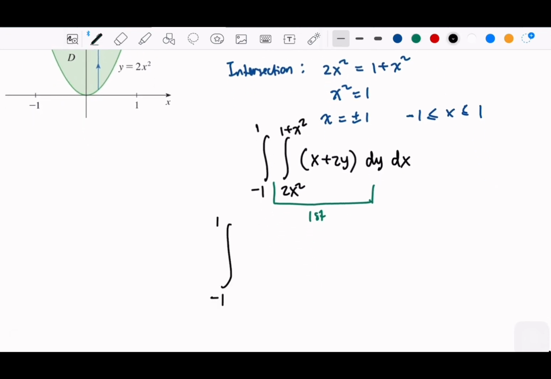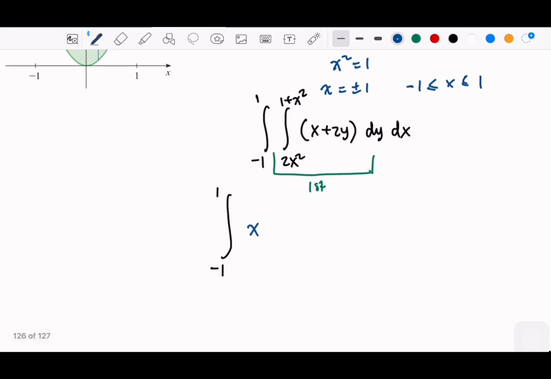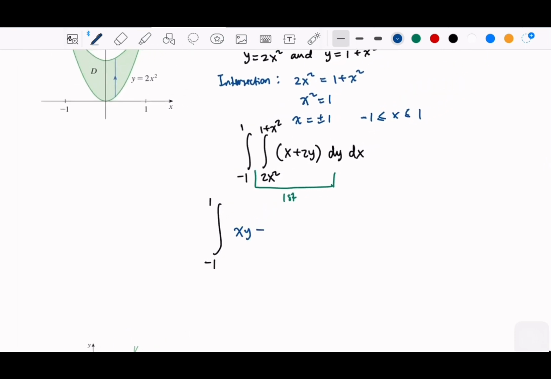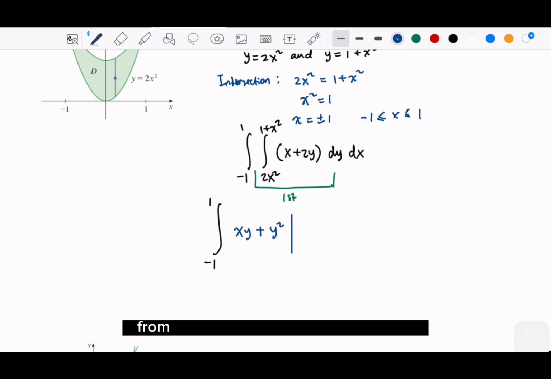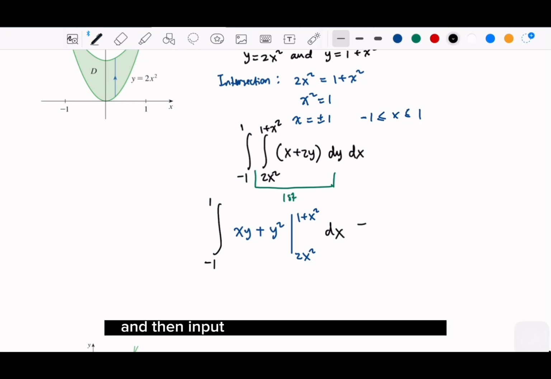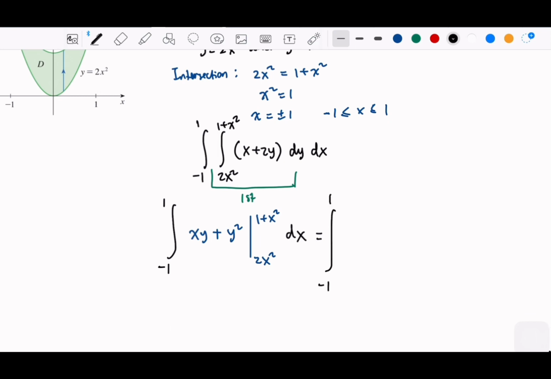Okay, we simply write and then integrate with respect to dy. This will be xy plus y squared from 2x squared to 1 plus x squared, and then this will be dx. And then input 1 plus x squared inside the y. So it has quite long now because we have two different components.